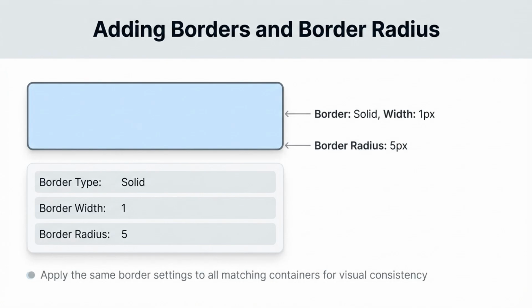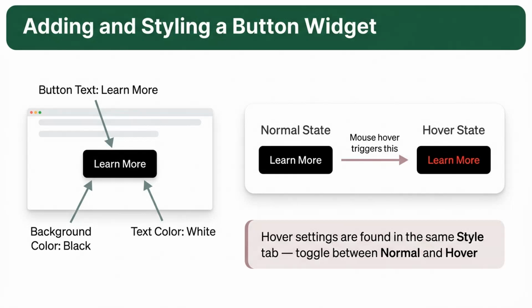To make your sections look polished, you can add borders and rounded corners. In the Style tab, find the Border section. Set the type to solid and set the width to 1 pixel. Then set the border radius to around 5 pixels to get gently rounded corners. The key tip here is consistency. Once you've styled one container, apply the exact same border settings to all similar containers on the page for a unified look.